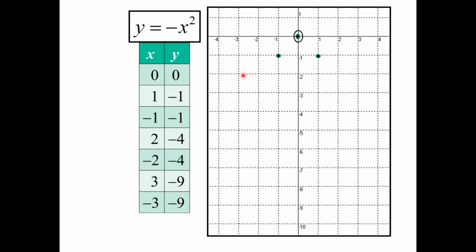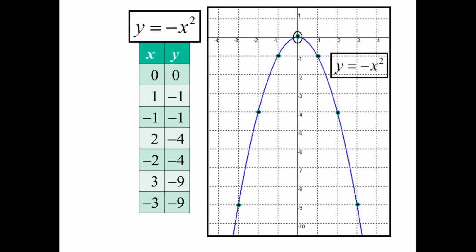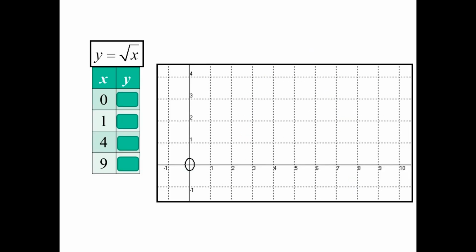Now I'm taking for granted that a student in grade 11 knows that 2, negative 4 is 2 over here and then 4 downwards, right there. And then negative 2, negative 4, 3, negative 9, and negative 3, negative 9. Join them together, label your graph, y equals negative x squared. It's a parabola. It opens down. It has a vertex at the origin. And now the first grade 11 graph, we come to y equals root x.